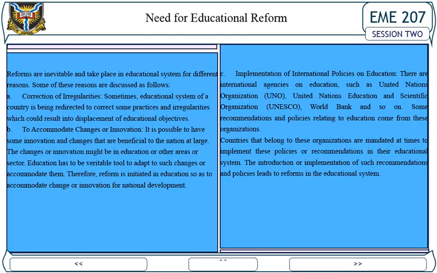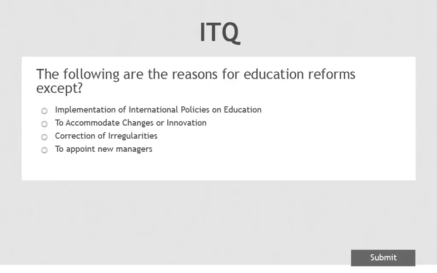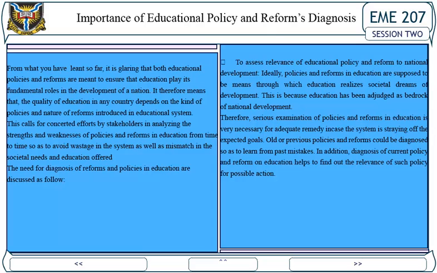C. Implementation of international policies on education. There are international agencies on education such as the United Nations Organization (UNO), United Nations Educational, Scientific and Cultural Organization (UNESCO), World Bank, and so on. Some recommendations and policies relating to education come from these organizations. Countries that belong to these organizations are mandated at times to implement these policies or recommendations in their educational system. The introduction or implementation of such recommendations and policies leads to reforms in the educational system.